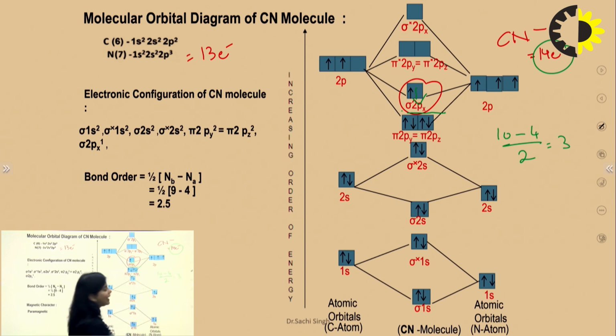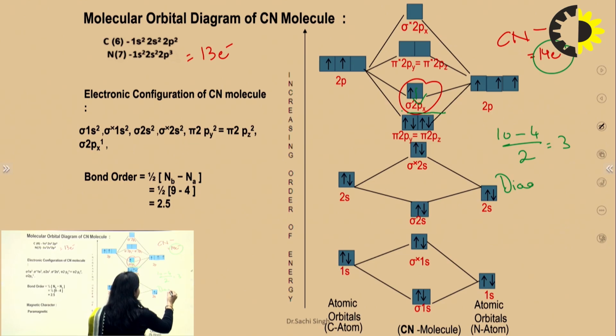And the magnetic character is, now it is paired. So for CN minus, the magnetic character is diamagnetic.